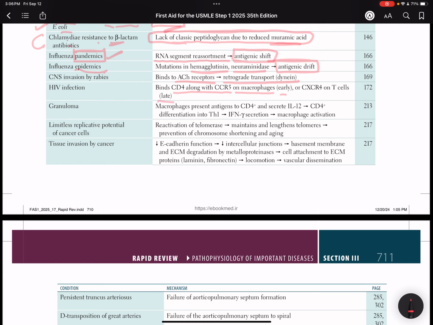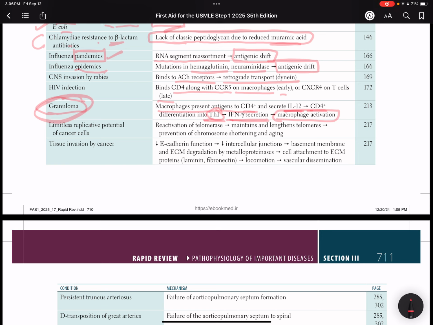Next condition, what causes granuloma? Granuloma is caused by macrophages presenting antigen to CD4 plus T cells and secreting interleukin 12, which causes CD4 plus differentiation into Th1, interferon gamma secretion, and macrophage activation.